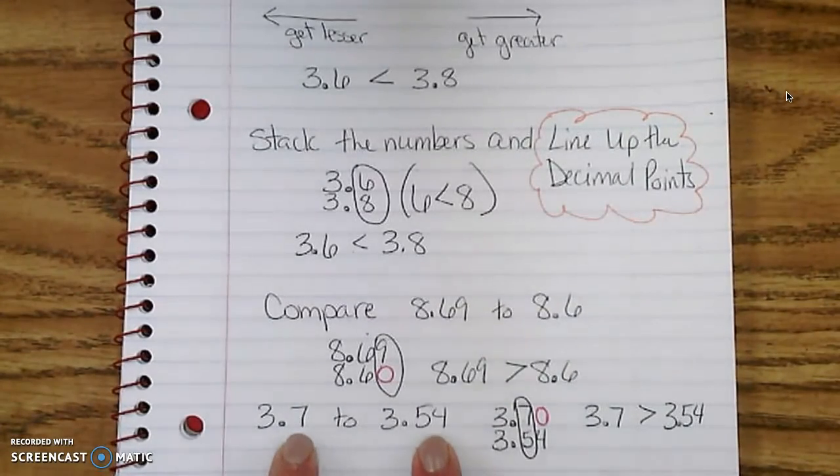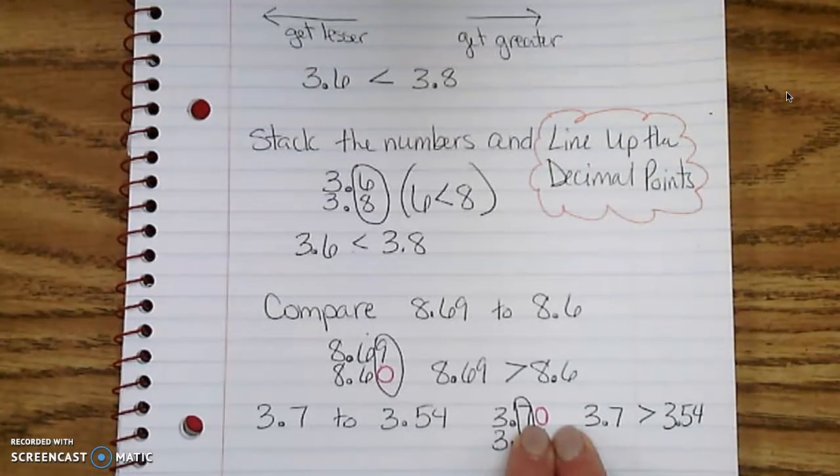You cannot look at the decimal side of these and think, oh, 54 is bigger than 7, because really that turns into a 70. That's 7/10, and that's only 5/10. So you have to be very careful and make sure that you are stacking your decimals when you are comparing numbers. That's all for today.